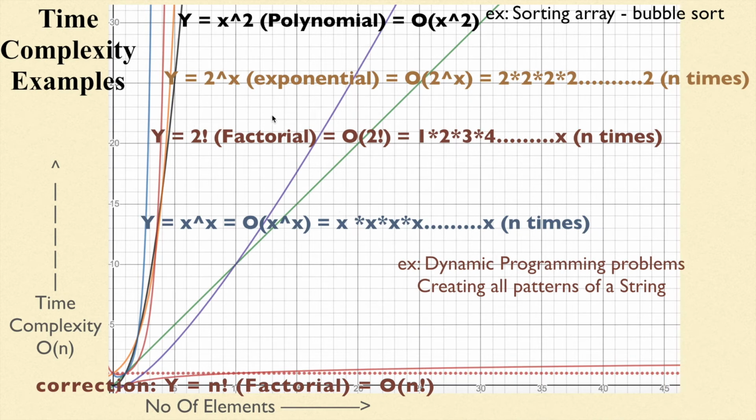So I want to compare exponential and factorial and x raised to power x time complexity. Exponential time complexity can be represented as 2 into 2 into 2 into 2, n times. Then factorial you can represent like 1 into 2 into 3 into 4, up to n. And x raised to power x you can represent in this manner, x into x into x into x, up to n times.